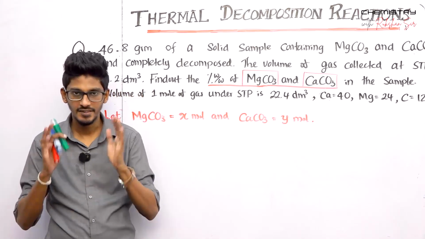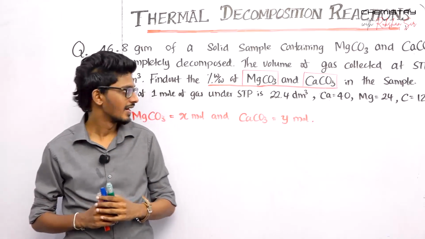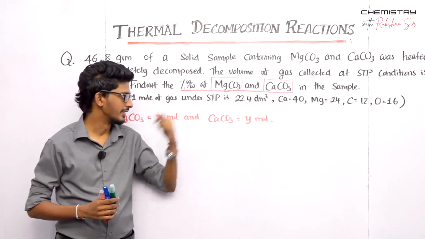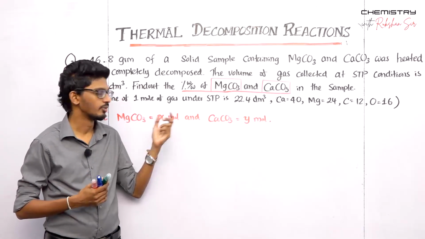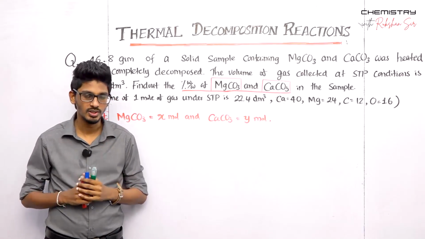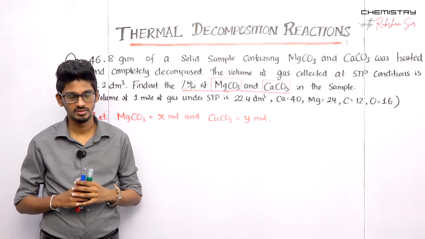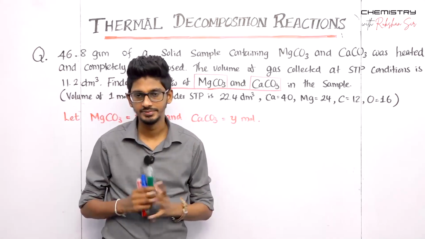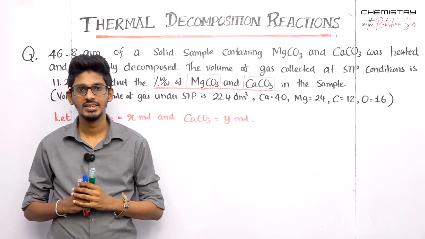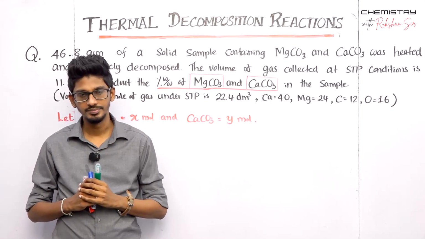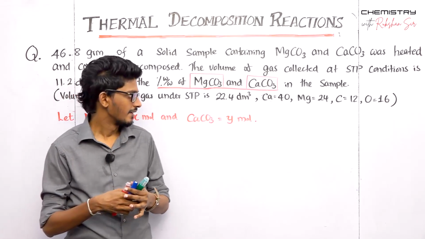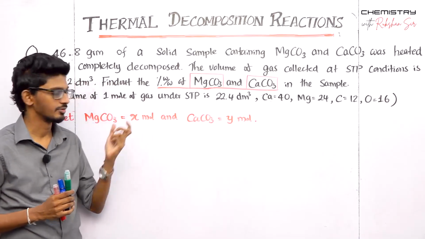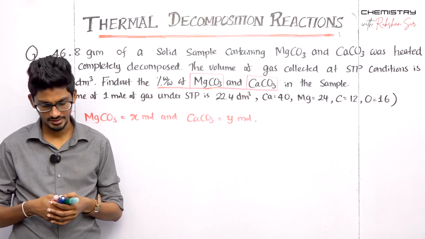So first, identify the goal of the question and put the number of moles of those compounds as X moles and Y moles. That is the first thing to do in this kind of complex calculation.